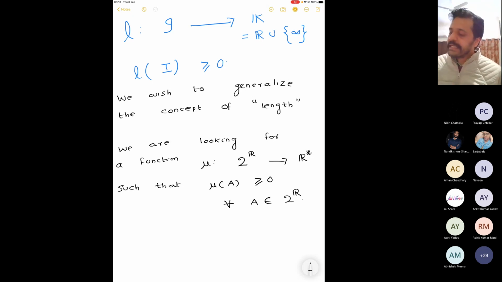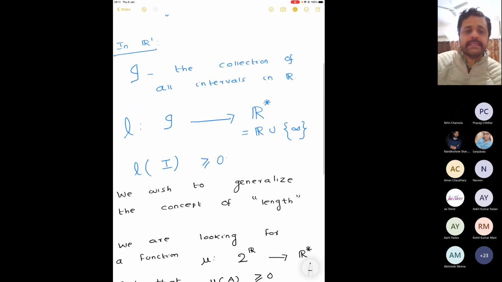For instance, if I take my A to be an interval, mu of A I want to coincide with L of A. Obviously, only then can I call the new concept a generalization of the length. And of course, it should be defined for sets other than intervals, script I.